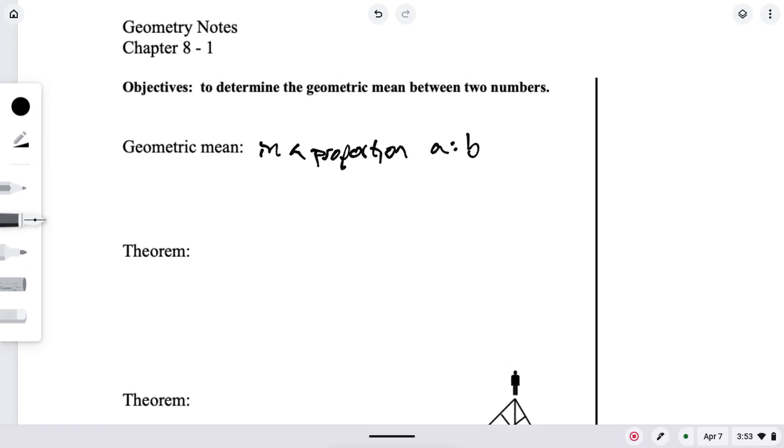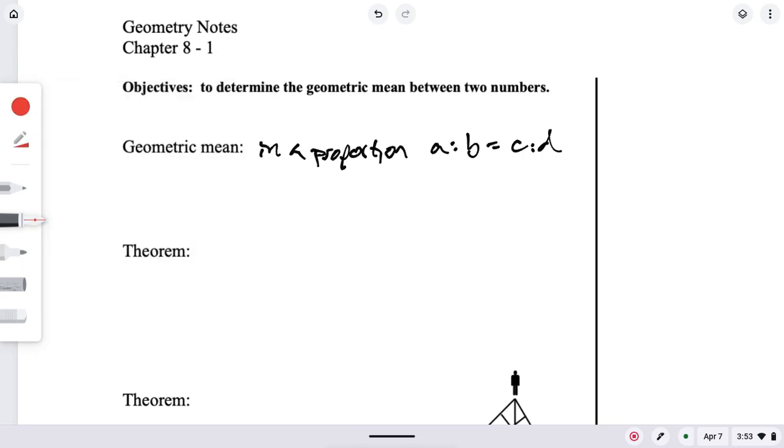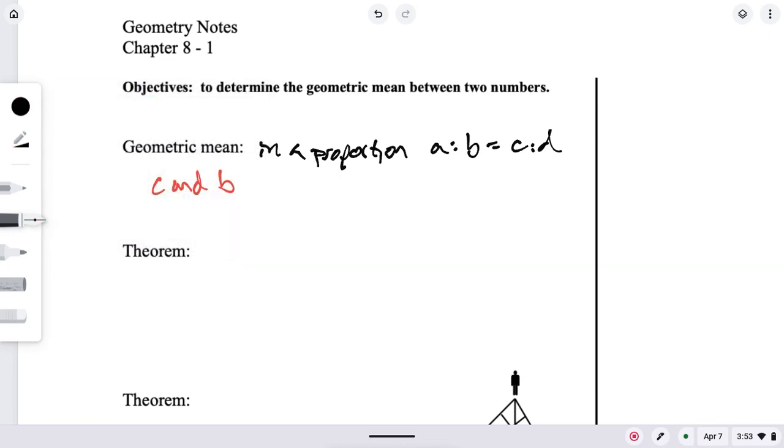A is to B as C is to D. C and B are called the means.